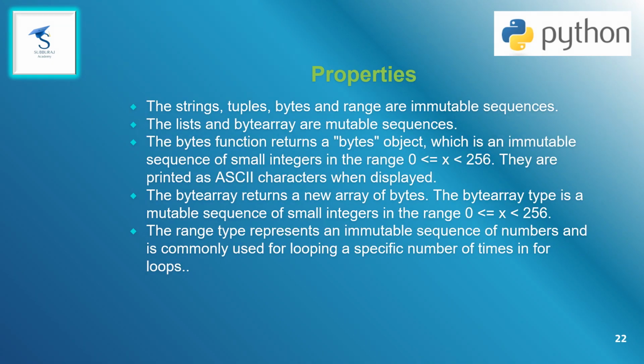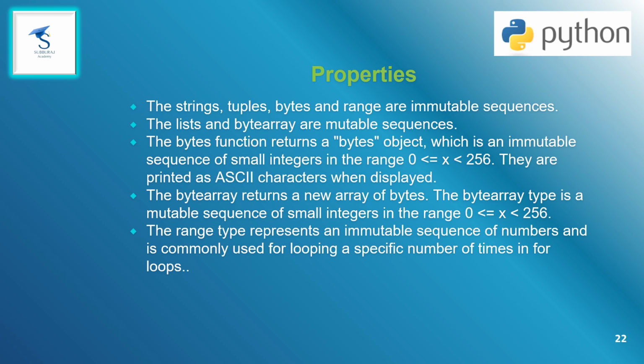The strings, tuples, bytes and range are immutable sequences, meaning you cannot change them. You can replace it, but you cannot change it permanently. If you replace some element in a string, the original string was the same. So they are immutable. The list and byte array are mutable sequences. You can change the contents of a list or a byte array. It will be clear as we discuss more.